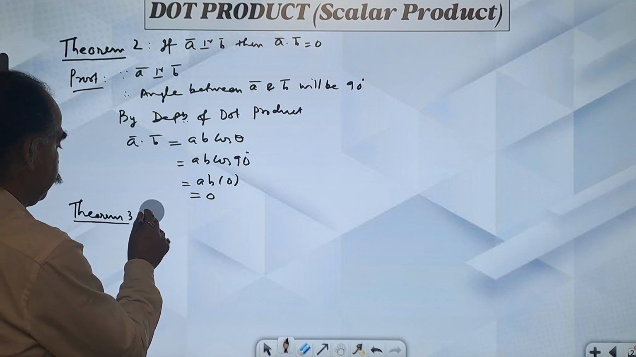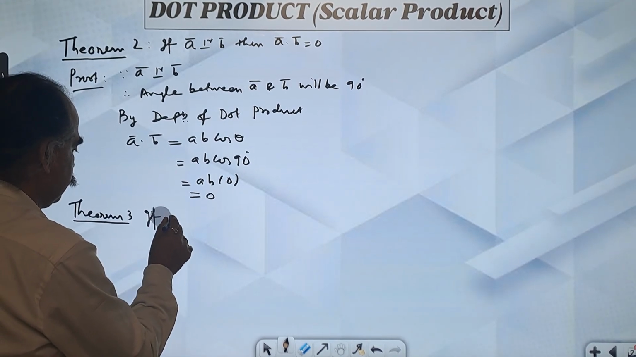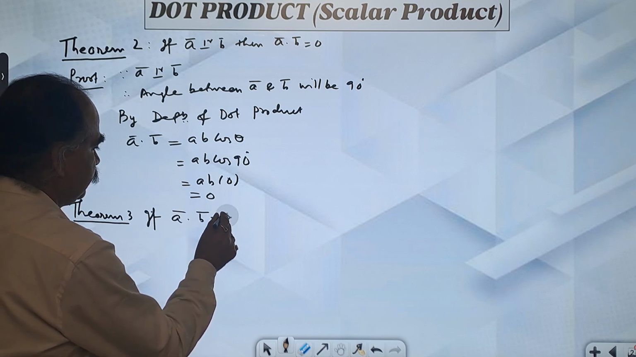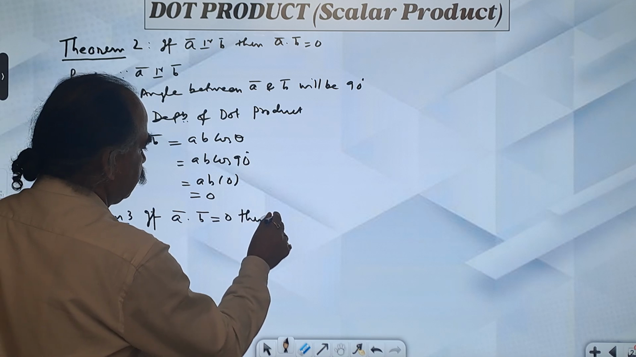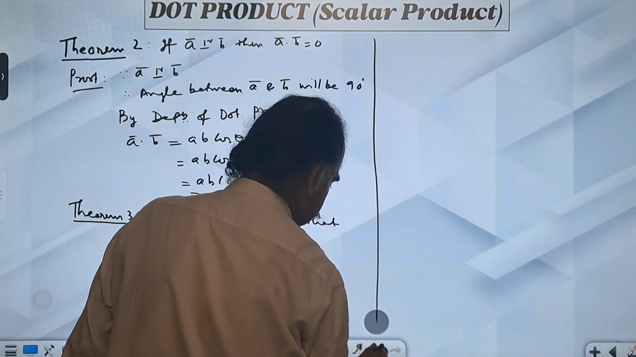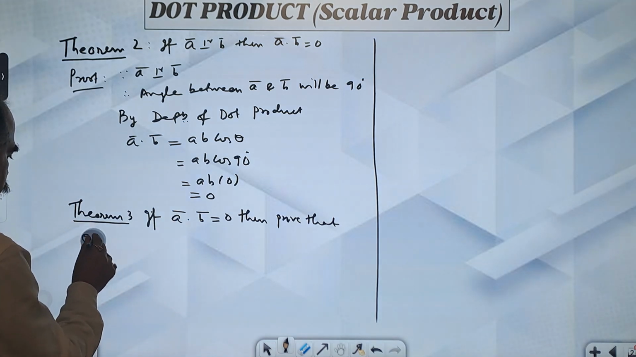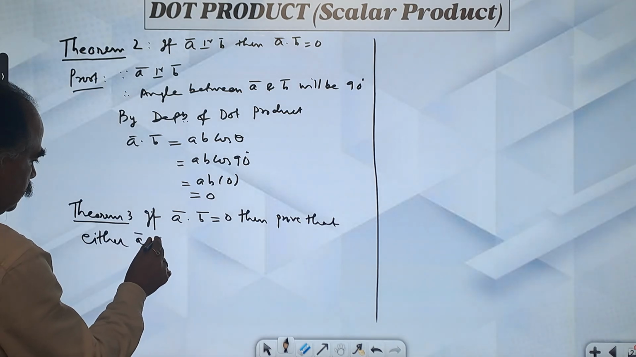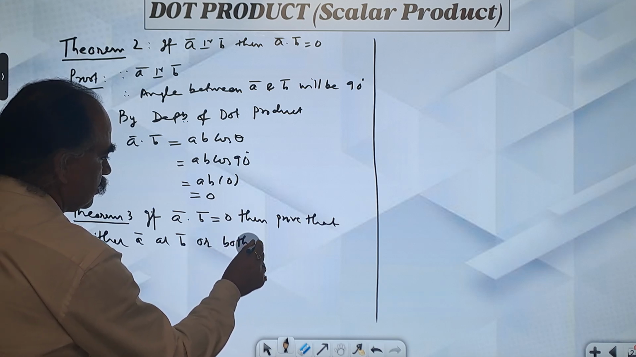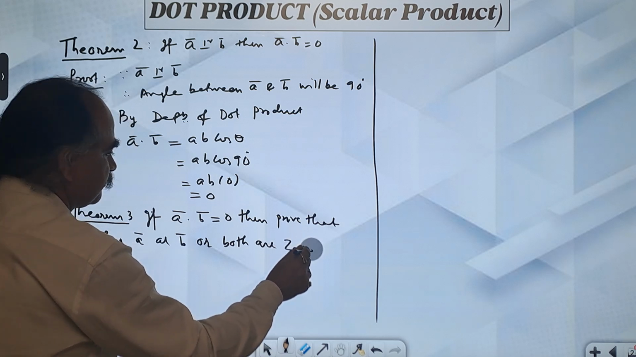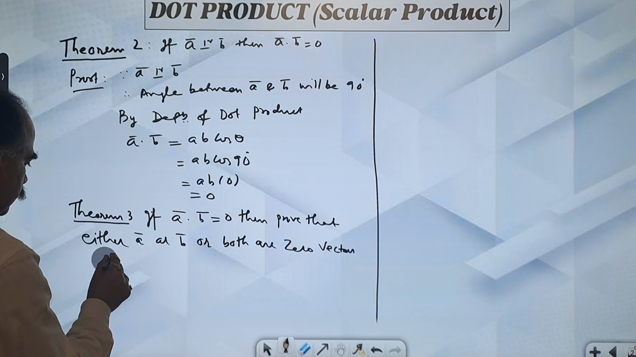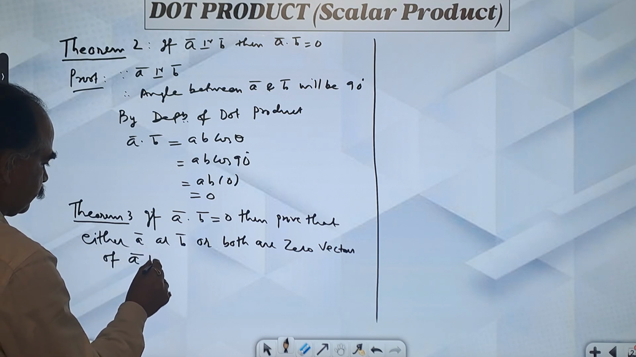If A bar dot B bar is 0, then prove that either A bar or B bar or both are 0 vectors or A bar perpendicular B bar.